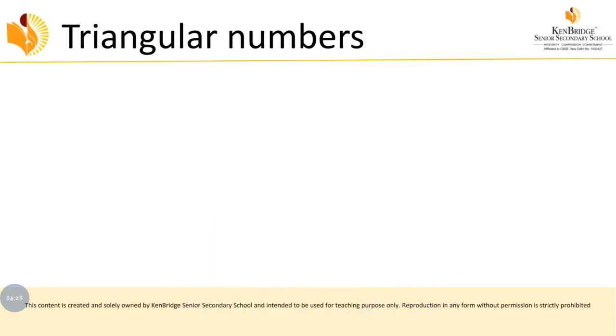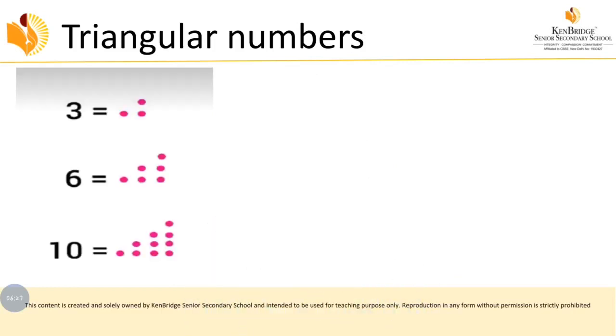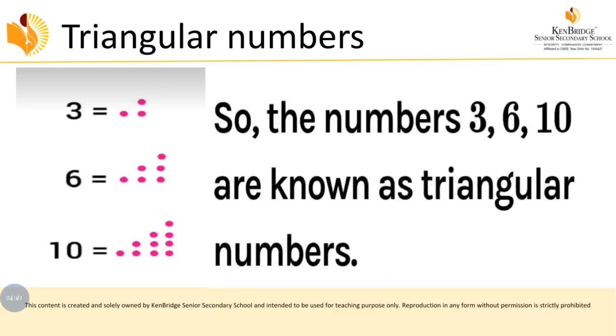So now we are going to see the triangular numbers. I have shown some examples. Just look at this: 3, 6 and 10. The 3, 6 and 10 are represented in a triangular format, right? So the numbers 3, 6, 10 are known as triangular numbers.